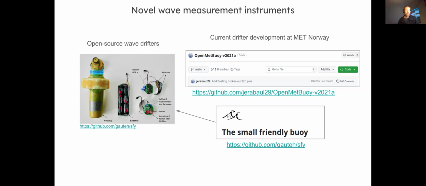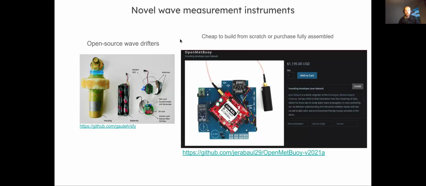A slightly more recent development is shown on the left. This is the SFY buoy, and this one transmits data on the cellular network, and it records data at really high temporal resolution. I think it's something like 50 hertz. So both of these designs are fully open source, and the source codes are also available on GitHub.